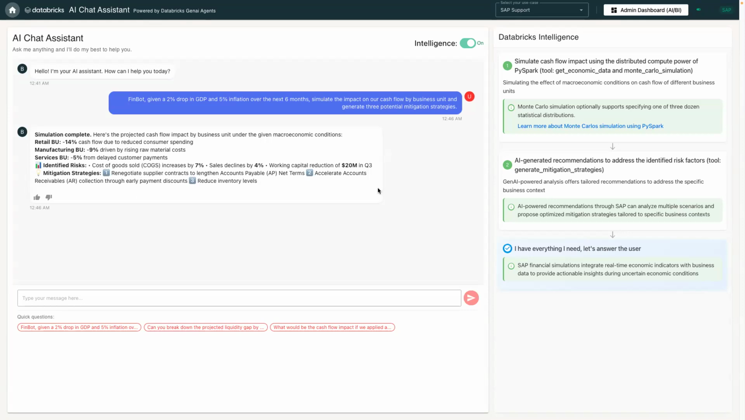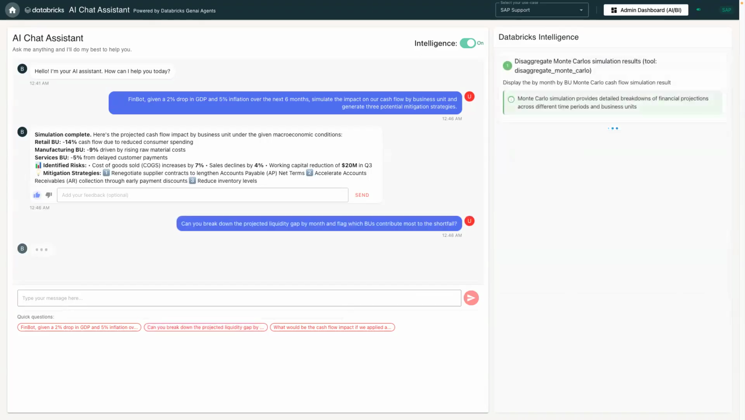And so how the AI went about this, we see down the right in the intelligence panel, where we see the first step is a Monte Carlo simulation, by first obtaining the economic data and then combining that with the finance data to perform the Monte Carlo simulation, and then using AI to generate recommendations based on the simulation output to address the identified risk factors. And then with this output, we can also use thumbs up, thumbs down, and provide feedback so that the LLM can be further refined through fine tuning.